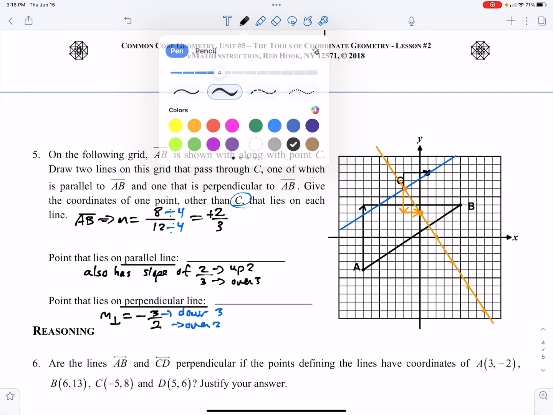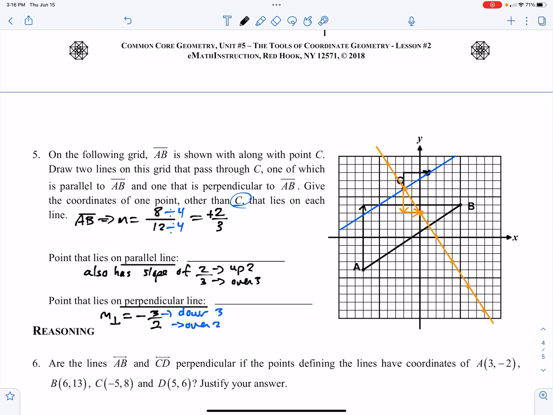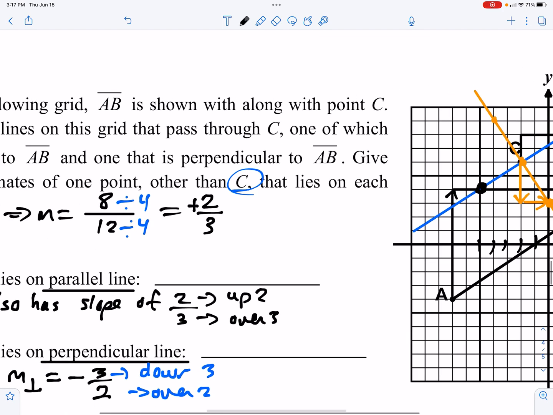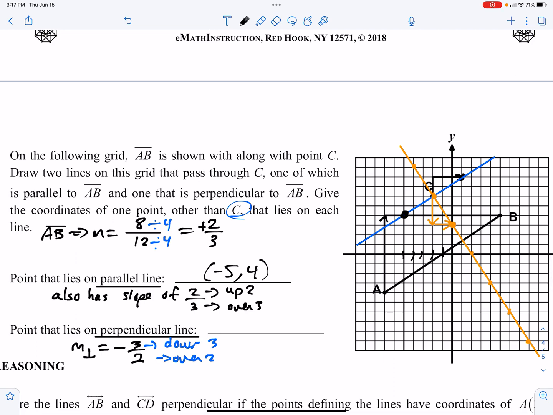Okay, so now give me a point that lies on the parallel line. Well, there's so many points you could choose. I mean, right here, there's a point right there. You would be -5, 1, 2, 3, 4, -5, up 4. So -5, 4, that's 1 point. There are a lot of different points, but that's one.